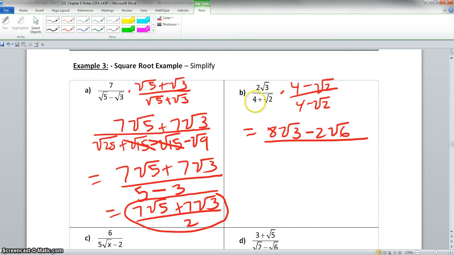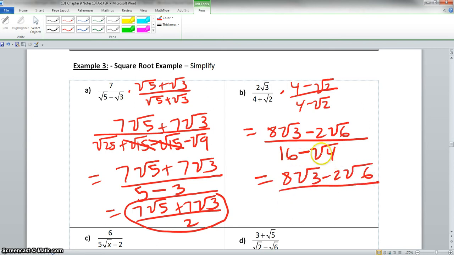Now when you multiply conjugates, you could kind of skip the middle step where it's going to simplify. But remember, you can only do this with a conjugate of a binomial. So you would take the first term times the first term, which is 16, and the second term times the second term, which will give you a minus square root of 4. So this will give us 8 square root of 3 minus 2 square root of 6 all over 16 minus 2. And then this will give us 8 square root 3 minus 2 square root 6 all over 14.